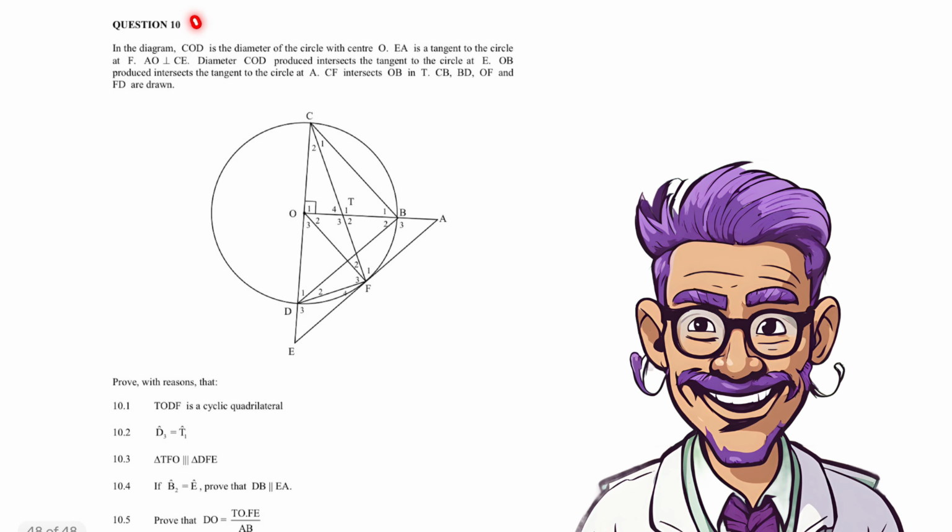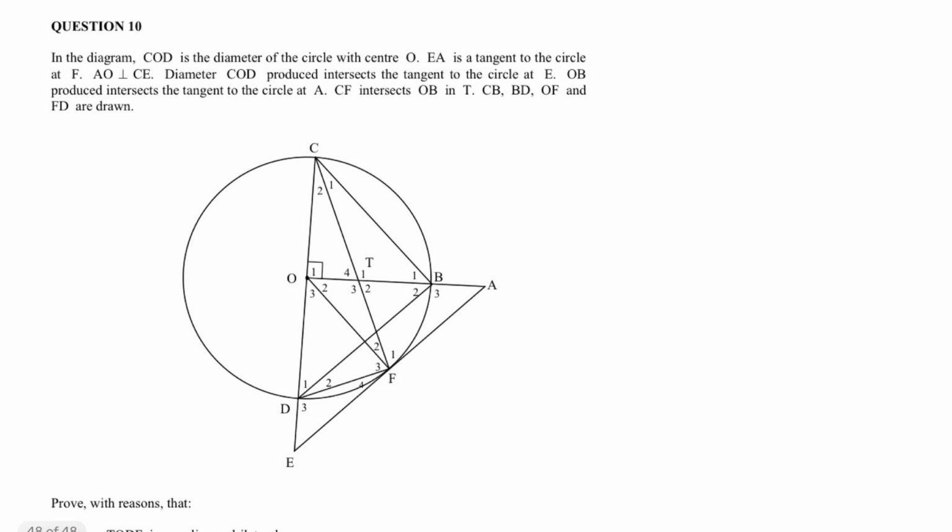Question 10 of paper 2, June of 2024. In the diagram, the line COD is the diameter of the circle with center O. EA is a tangent to the circle at F. AO is perpendicular to CE. Diameter COD produced intersects the tangent to the circle at E.